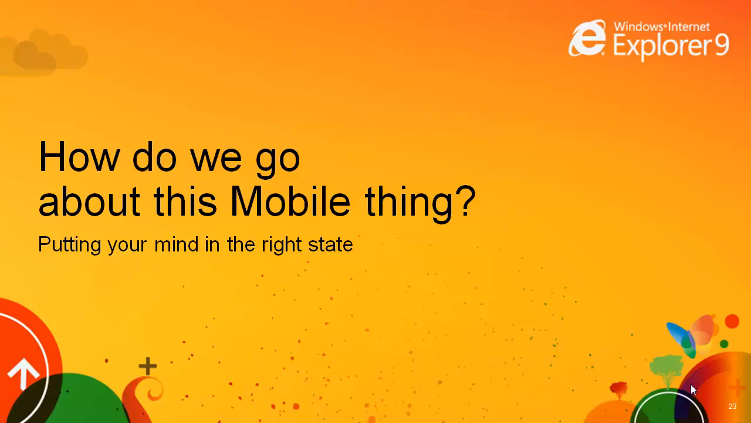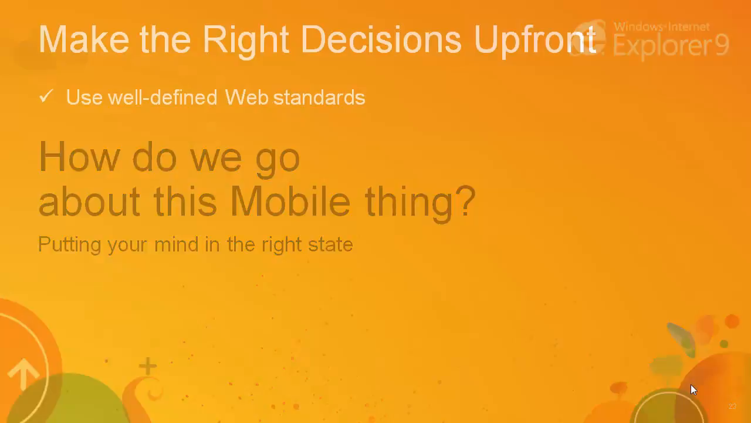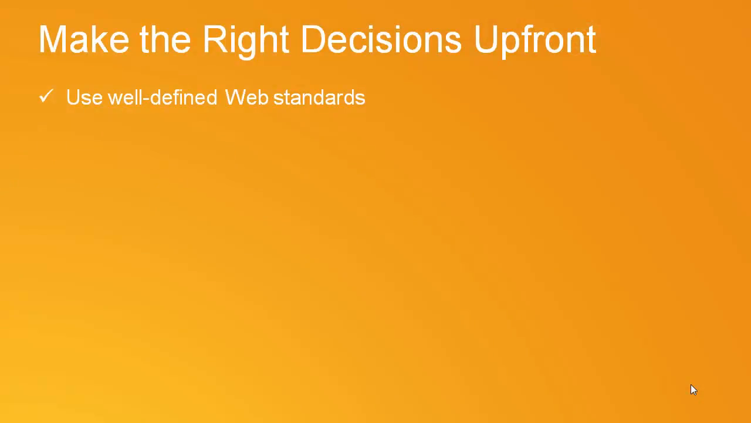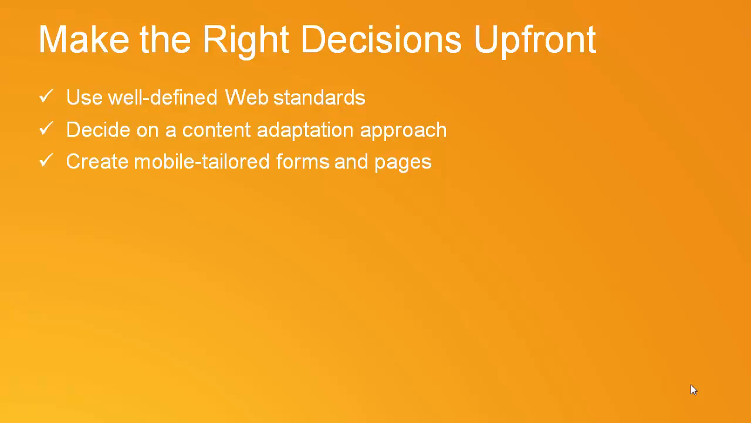How do you go about this mobile thing, and how do you put your mind in the right state? So let's start by making the right decisions up front. You have to use well-defined web standards. That's key. That's important. You also have to decide on a content adaptation approach. We're going to see next how you go about that. You also have to create mobile-tailored forms and pages. That means that your forms and your pages present in the best way to the user and make sure that the user can take advantage of the capabilities on the phone to make it a better experience.